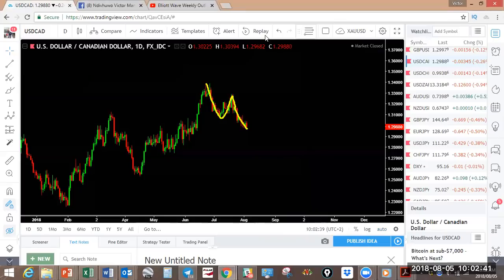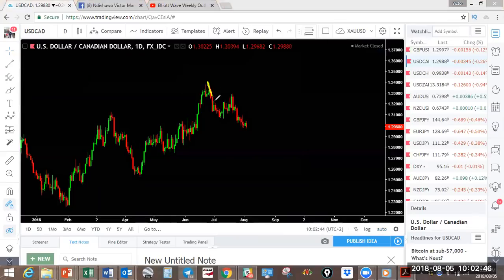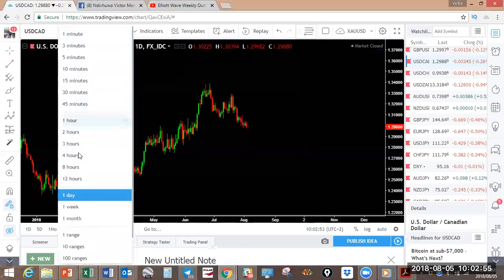Right, so let's carry on here. So US dollar CAD has gone down in 3 waves. So I'm expecting a bit of a bounce here, a bounce in 3 waves possibly. So let's have a look here on the lower degree. Let's go 4 hour.